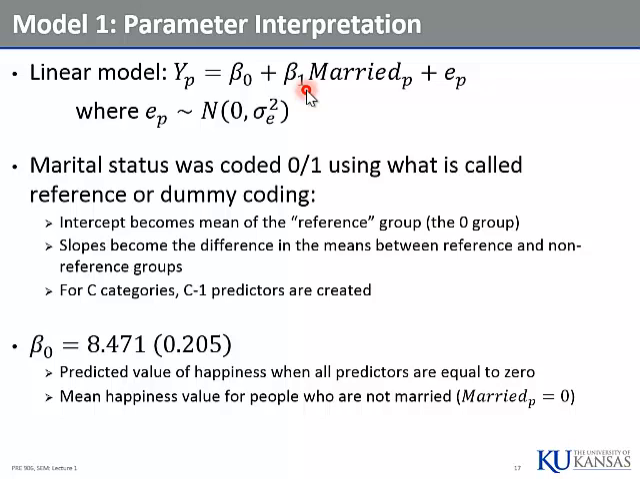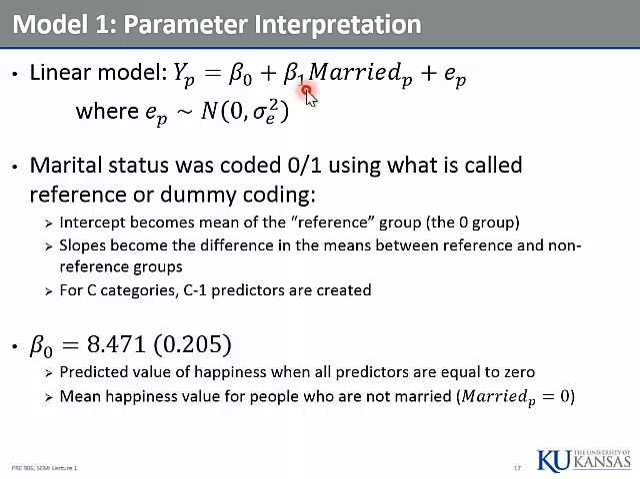So beta 1, this is described as units of happiness over units of married. Now, again, you're going to have to bear with me here because it's 0, 1. We don't really have units. It's just a 1 or a 0. But let's just pretend for a second.